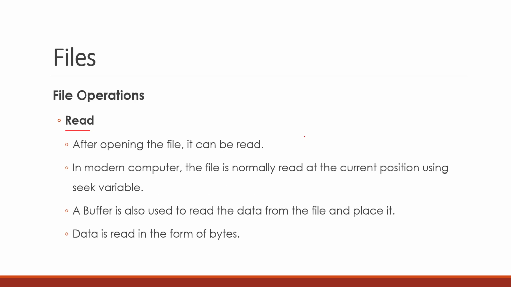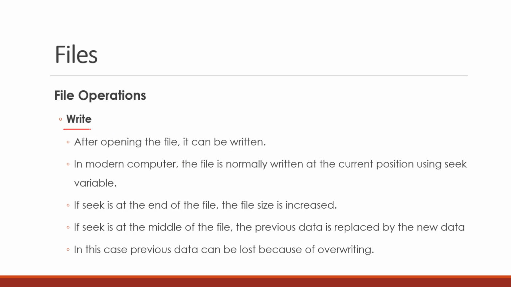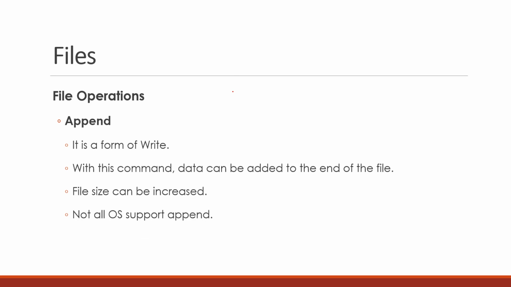Reading, obviously you can read the file. In sequential files, you cannot jump from one line to another line, but in random access files, you can use seek to jump from one place to another place, and it's all about the data you are reading. And then write, you can write. Obviously again seek can help you go to the end of the file or maybe to the middle of the file where you can write.